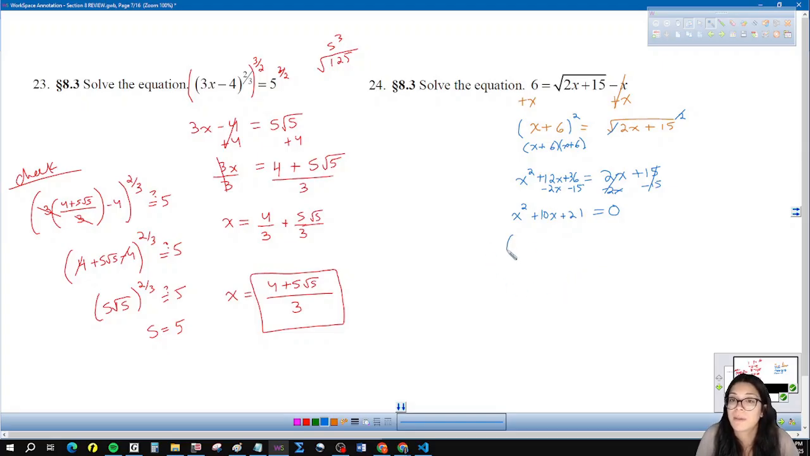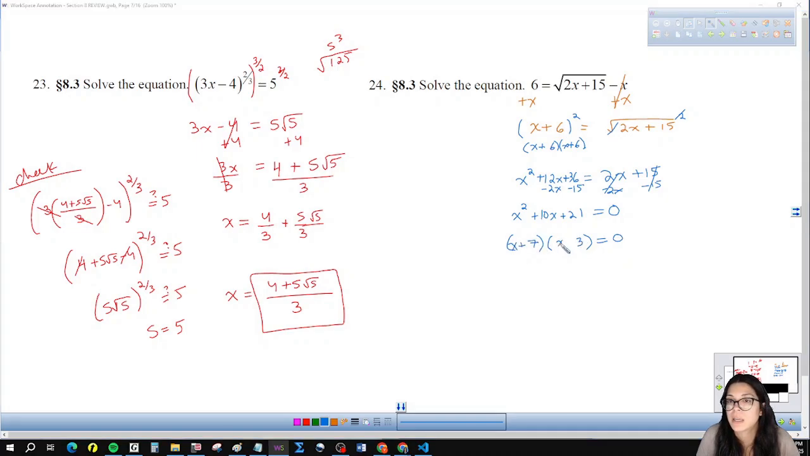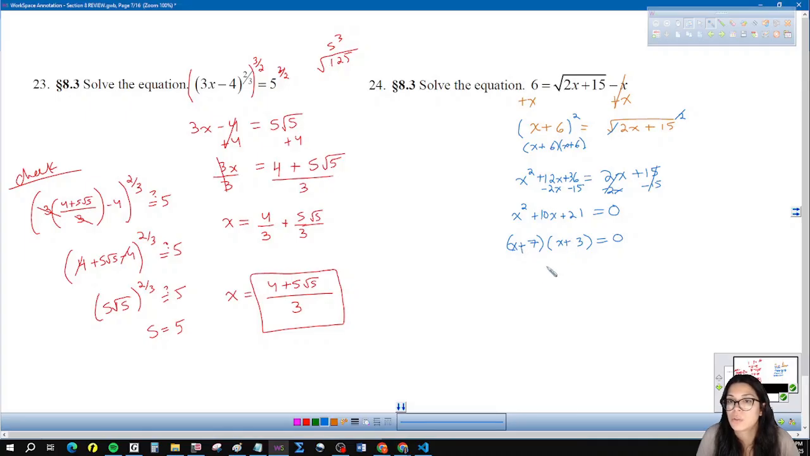And so now to solve by factoring, I need to find two numbers that will multiply to 21 and will add to 10, which would be 7 and 3. So this would be x plus 7 times x plus 3. So we have two solutions. x plus 7 equals 0, which would give me x equals negative 7, and x plus 3 equals 0, which would give me x equals negative 3.